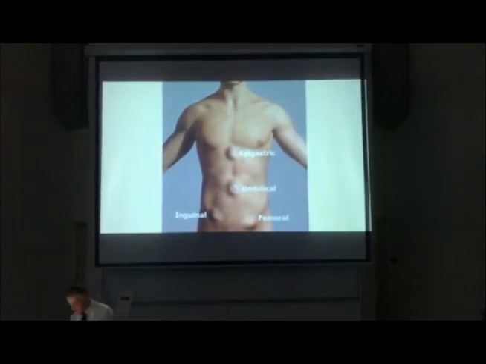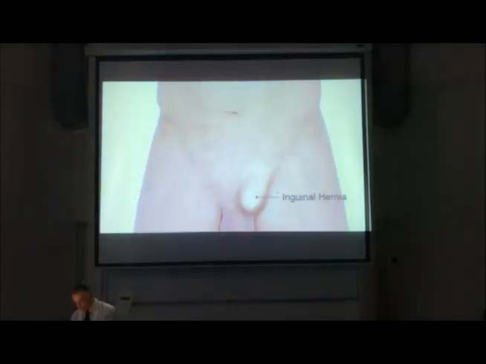We will see that. We have common anterior abdominal hernia. This is in the epigastric region, epigastric hernia, umbilical, inguinal, and femoral. We will have some stories about the inguinal and the femoral.